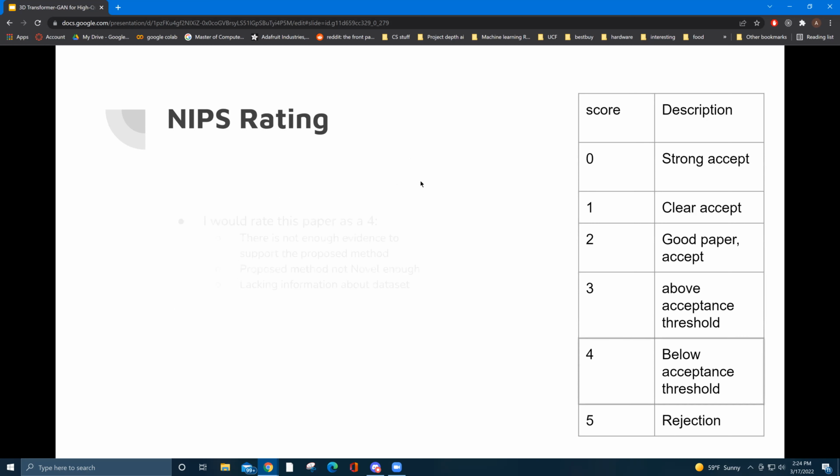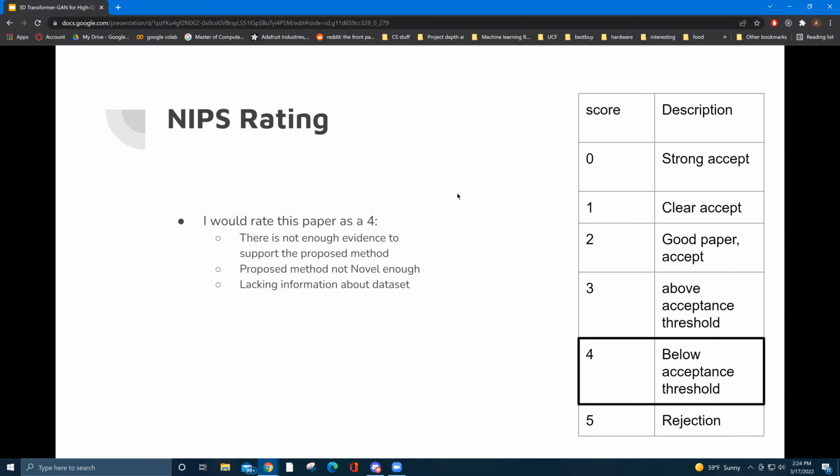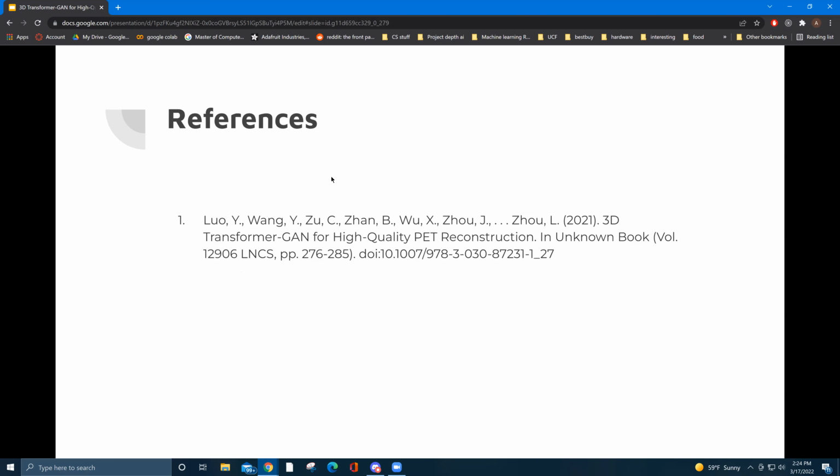Ultimately, I rated this a 4. I just don't think the sample size was enough to support the solution for this problem. If they had used a bigger sample size, they would have fared a lot better. But it could be overfitting, we don't even know. And again, the proposed model wasn't novel enough, and I wish I had more information about the data set. And here are my references.